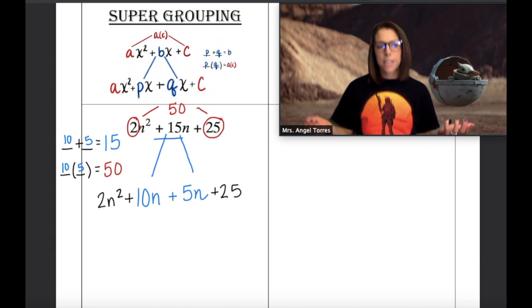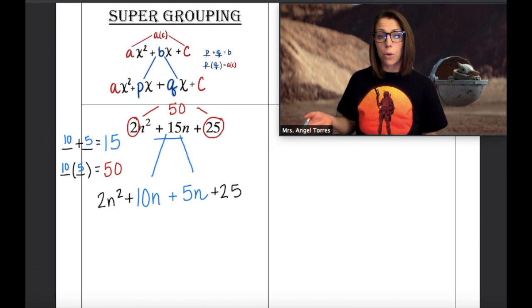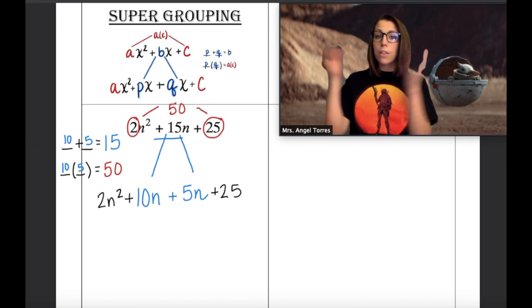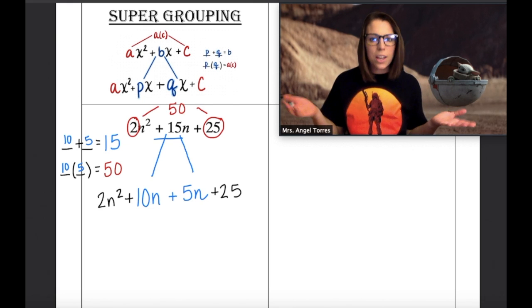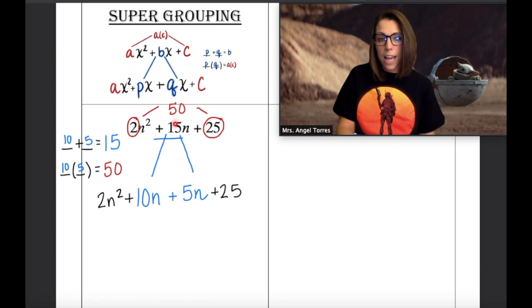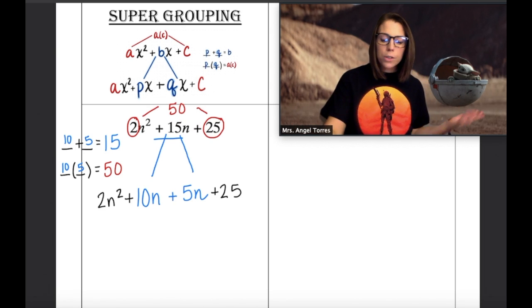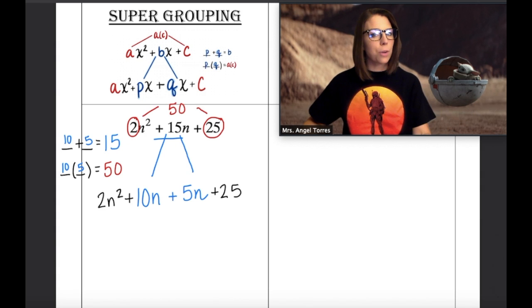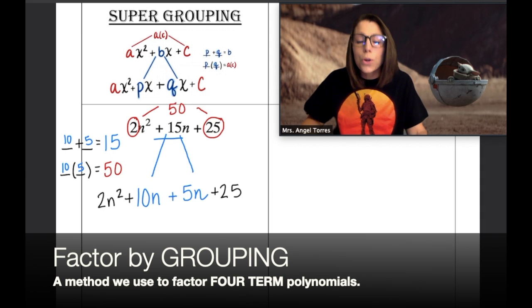Now, what have we just done here? We've created a 4-term polynomial. Notice how we originally had a trinomial with 3 terms. Now we have 4 terms. And I think we can all agree that 10n plus 5n is still 15n, meaning these expressions are still equivalent. Now, how do we factor 4-term polynomials? That's right, we do grouping.